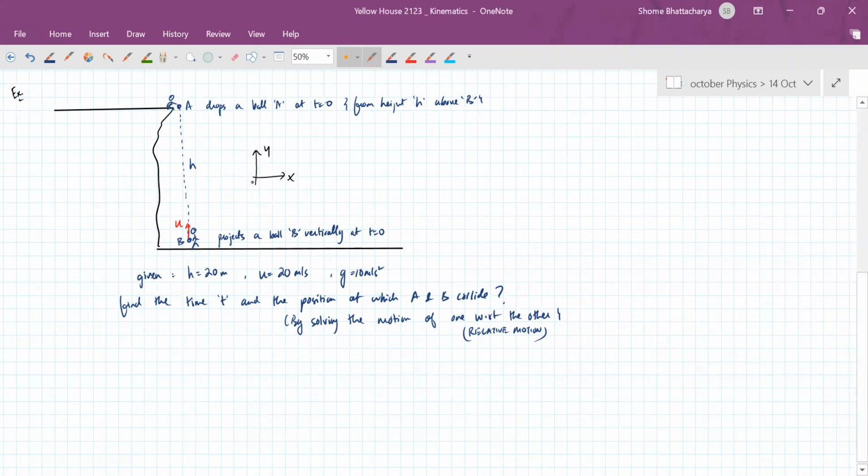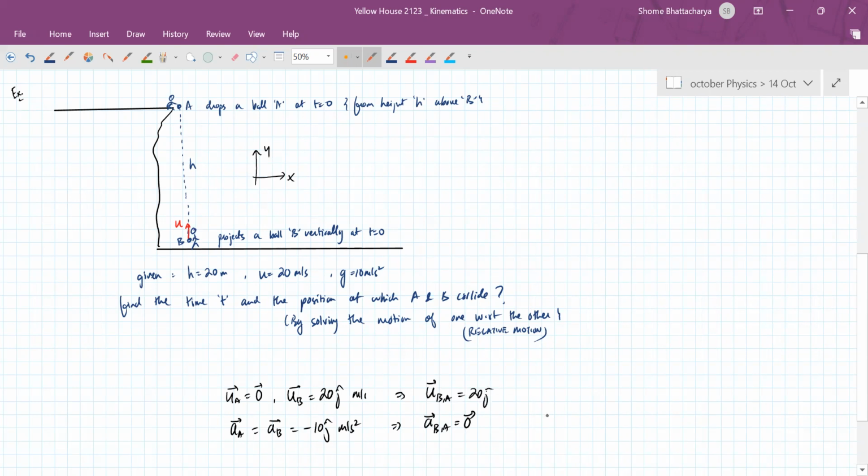Okay. So with respect to this common ground frame, initial velocity of A is 0. Initial velocity of B is 20 j cap with a plus sign in meters per second. But more importantly, acceleration of A is equal to acceleration of B, which is equal to minus 10 j cap in meters per second square. So this tells me that the relative acceleration of B with respect to A or A with respect to B, whichever, is 0. And the initial velocity of B with respect to A is also 20 j cap.